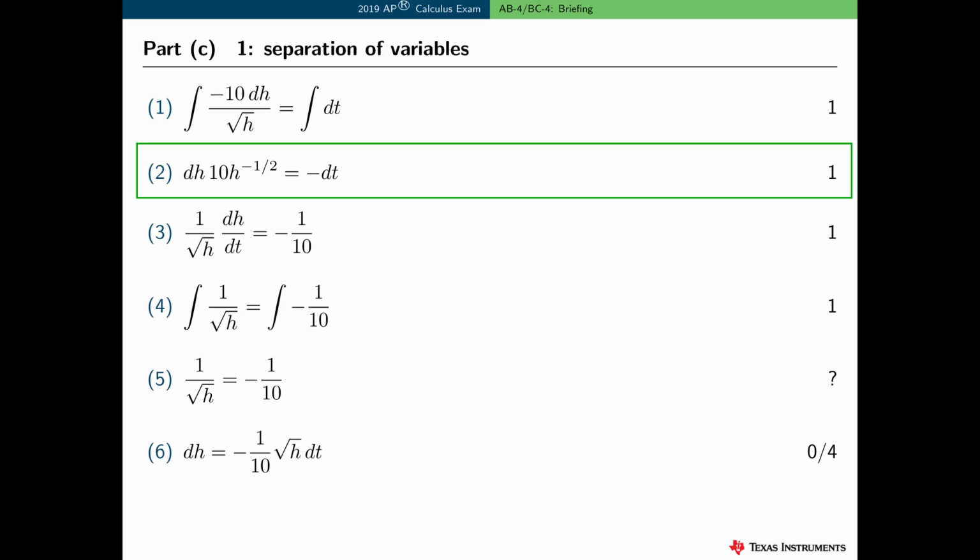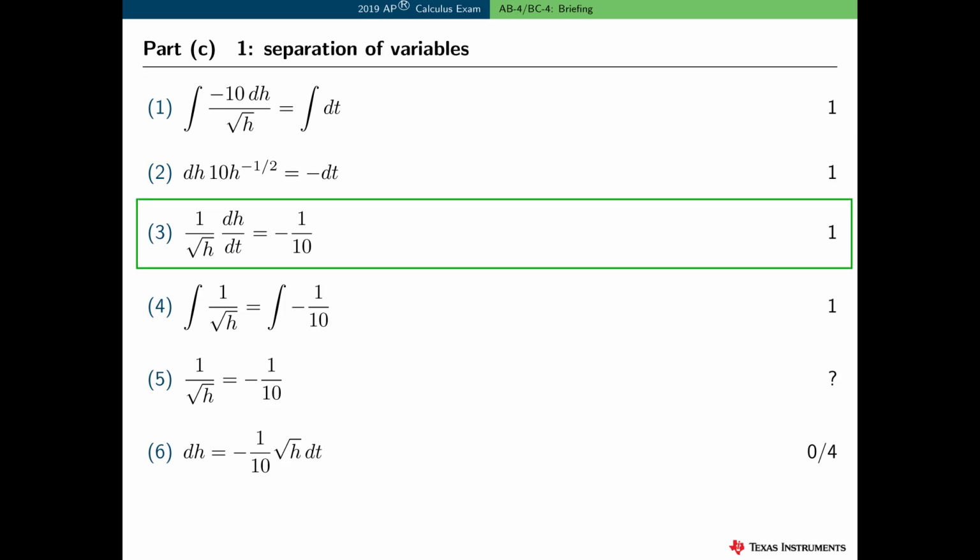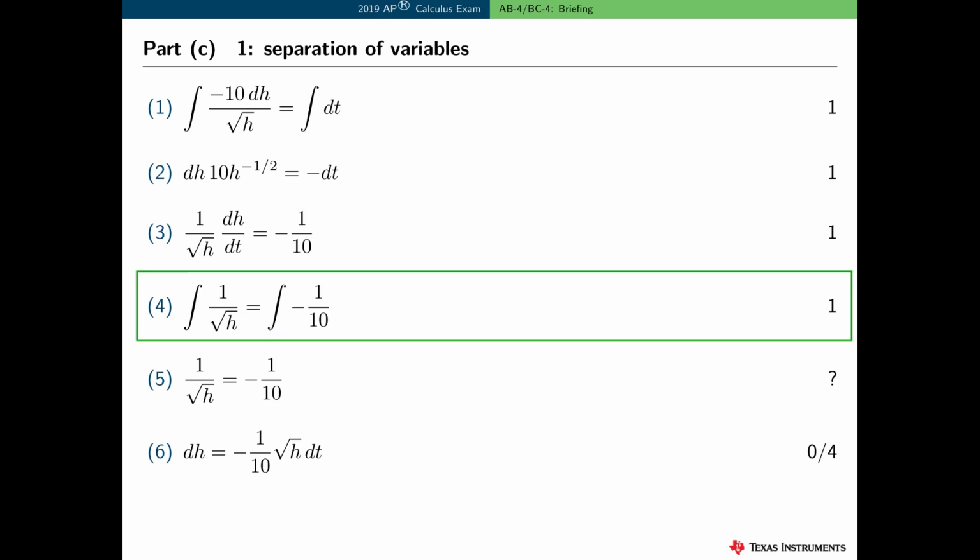In example 2, also a valid separation of variables. This earns the first point. In example 3, we interpret this as a correct separation of variables. This also earns the first point. In example 4, even though there are no differentials, because the integral symbols are here, this earns the first point.